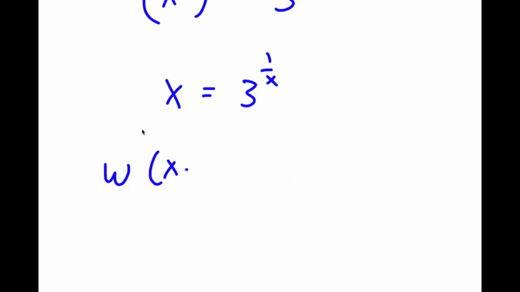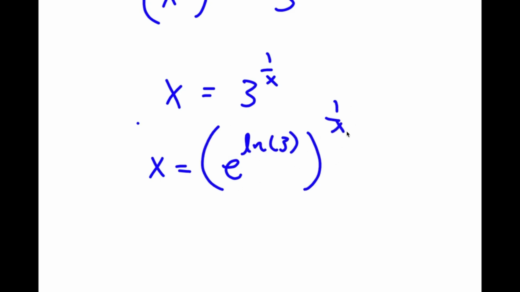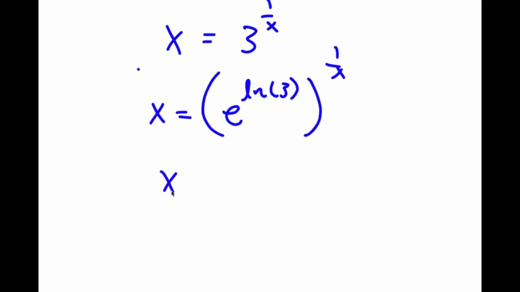Or actually, before doing that, I'm going to rewrite 3 to the power of 1 over x as e to the power of ln 3 to the power of 1 over x. And e and ln, these two cancel out, so e to the power of ln 3, that's the same thing as 3. And now, this is the same thing as e to the power of ln 3 over x.